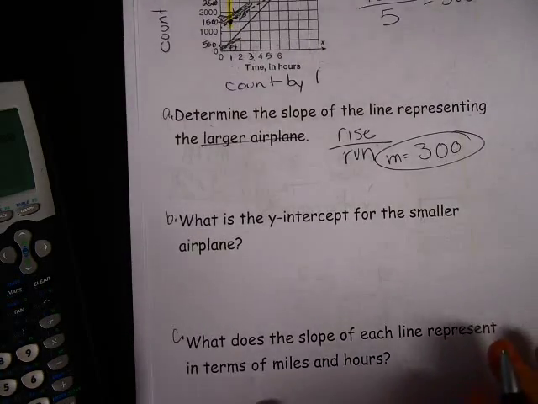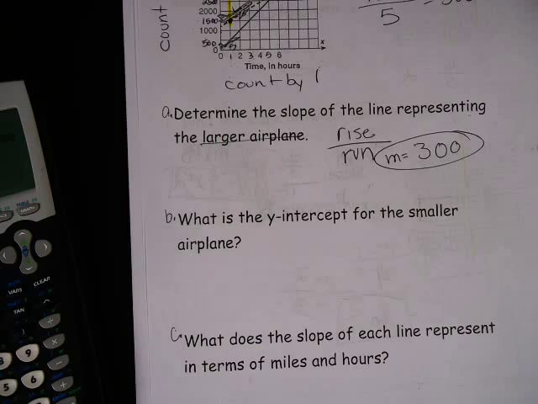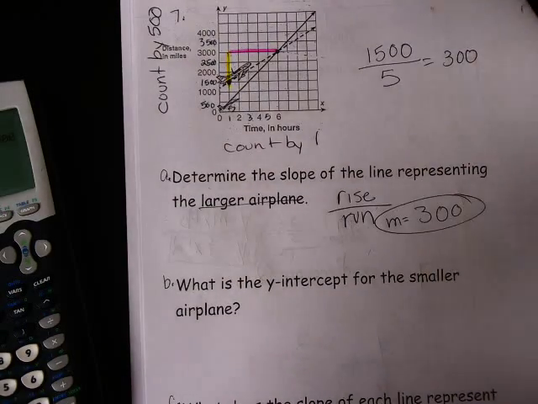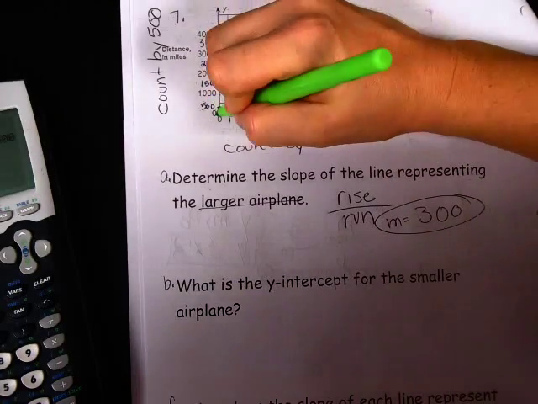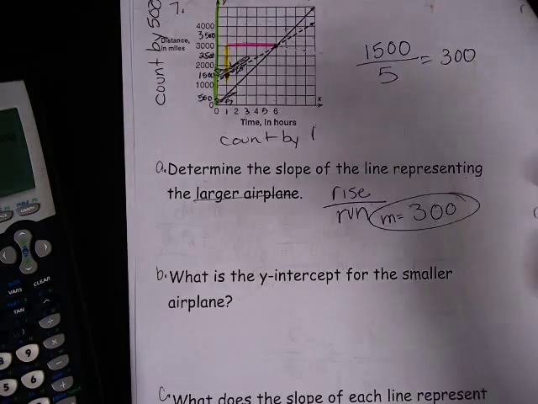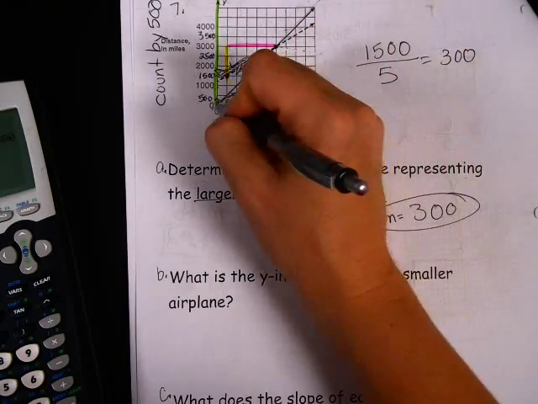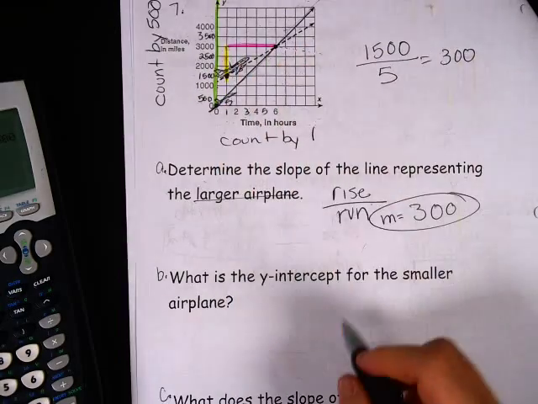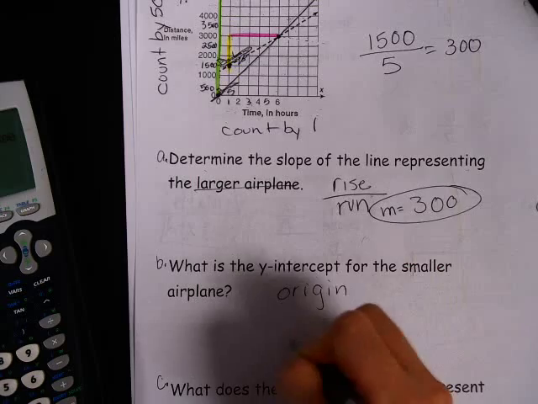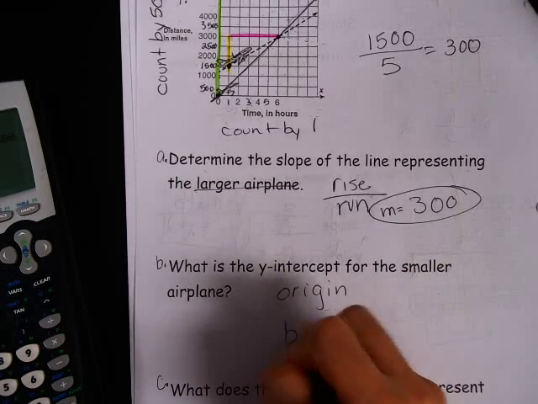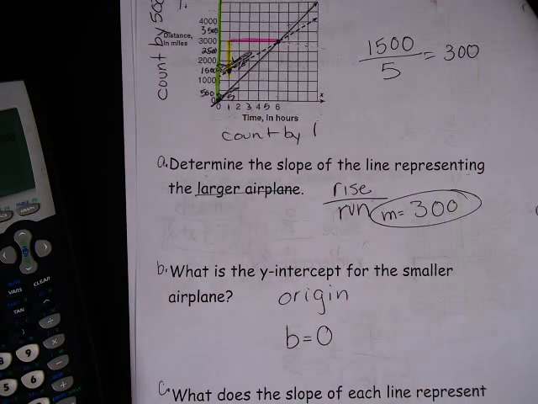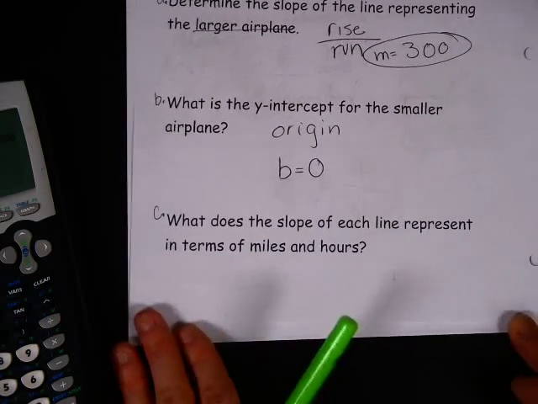Now it says, what is the y-intercept for the smaller plane? Again, here we go. This is our y. I'm going to get even a different color. This is my y. Where does the line of the smaller plane hit? It hits right there at the origin, or 0. The y-intercept, which we call b, is 0. So that is the y-intercept of the smaller plane.